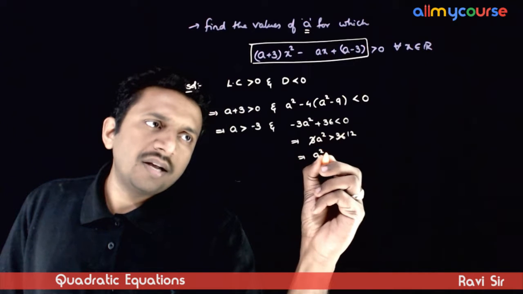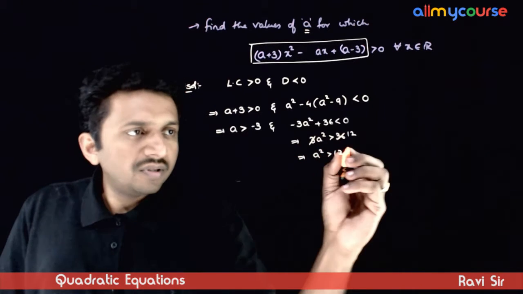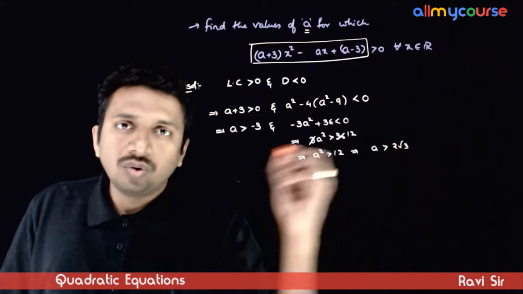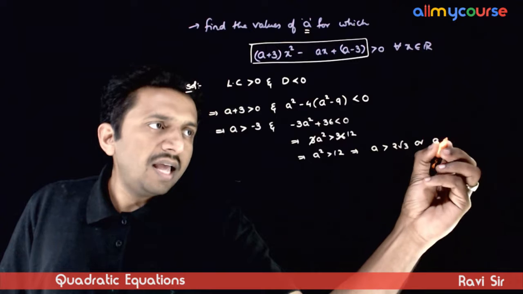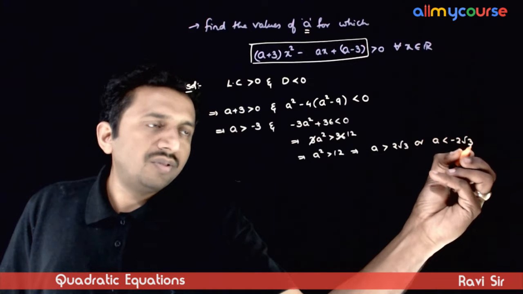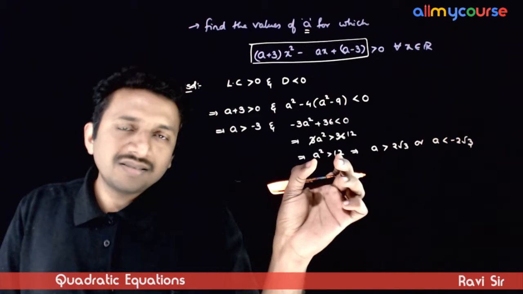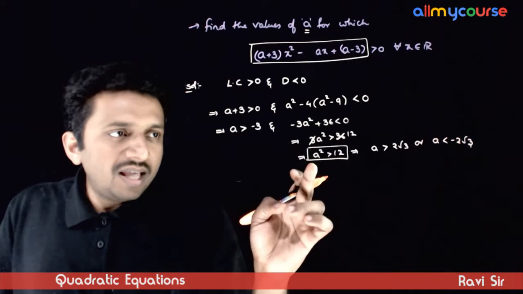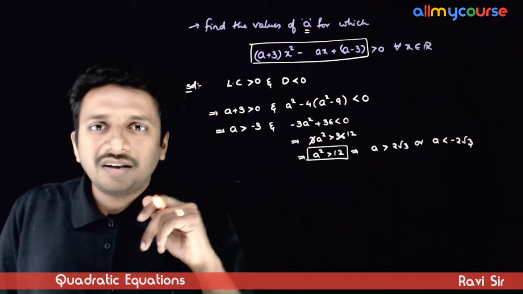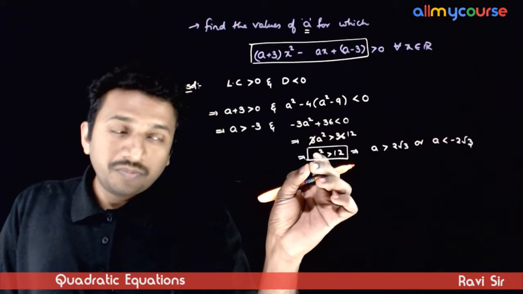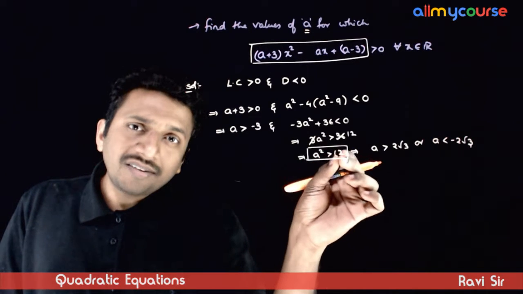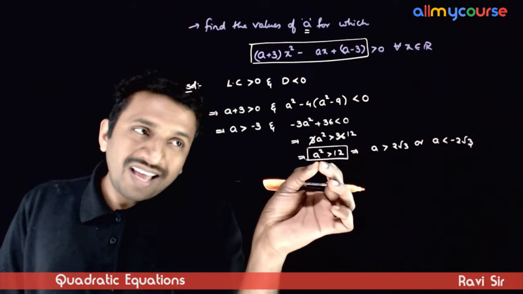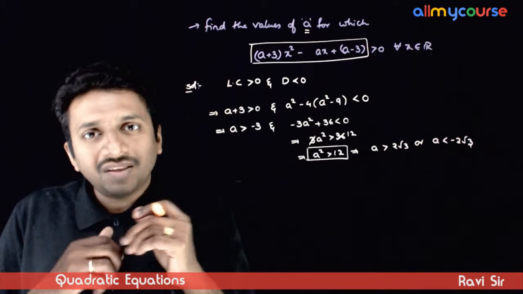So a² is greater than 12. This implies a is either greater than 2√3 or a is less than −2√3. Right? This is a very standard inequality: a² greater than 12. So either a is greater than √12, that is 2√3 on the positive side, or a is less than −2√3 on the negative side.